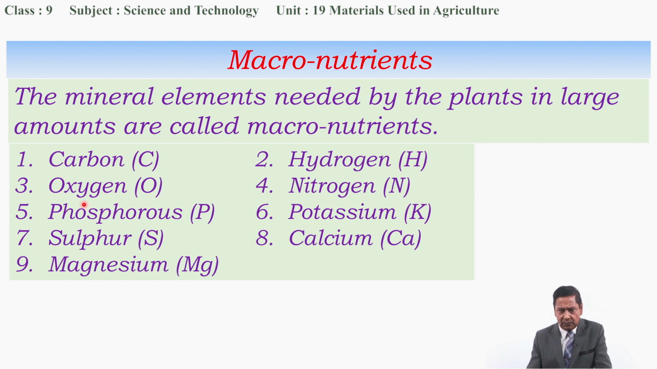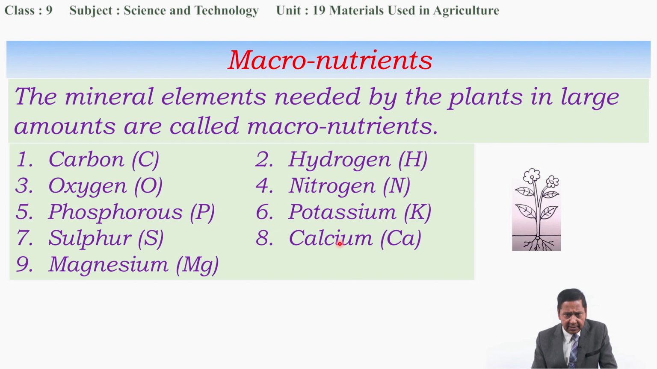Among these 9, carbon, hydrogen and oxygen can be taken up by the plant very easily. Let's talk about this. Plant takes carbon from the atmosphere in the process of photosynthesis in the form of carbon dioxide. And on the other side, oxygen is taken up by the plant in the process of respiration from the air, atmosphere. This way, carbon and oxygen can be easily taken up by the plant from the atmosphere.